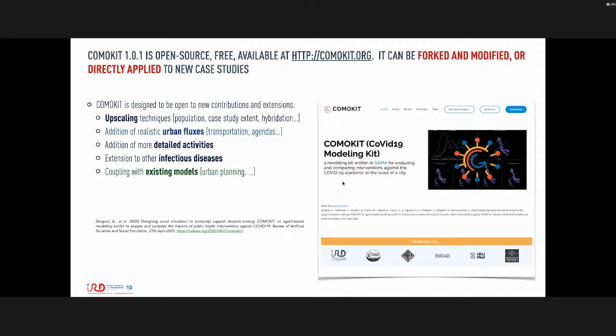It is open source, like GAMA. It's free. It's available at comokit.org on the website, where you have a tutorial, you have documentation, you can play with the model actually once you install GAMA, of course. It can be forked, it can be modified, or you can also apply it directly to new case studies. Okay, so it's a kind of abstract model which can be applied almost immediately if you have case studies that resemble the ones we have been using. Okay, it's open to new contributions and extensions, of course. Okay? So additions of more detailed activities, coupling with existing models, extension to other infectious diseases.